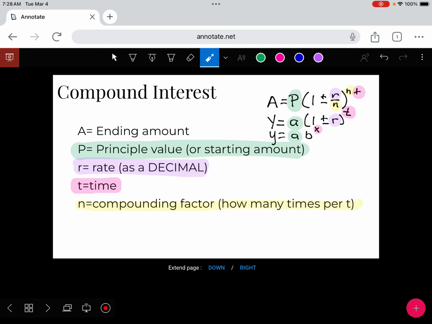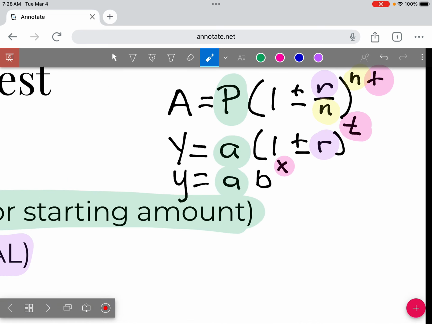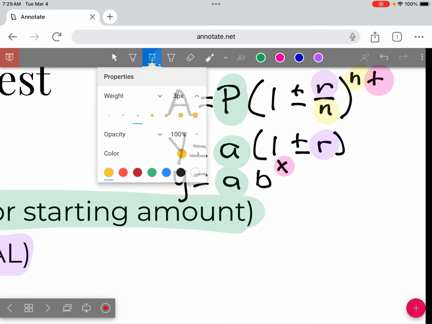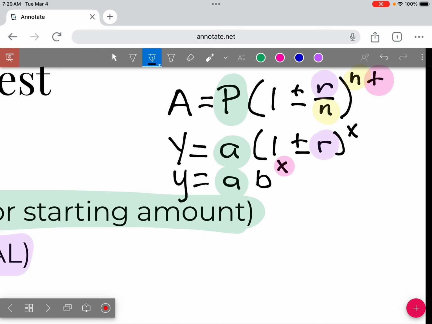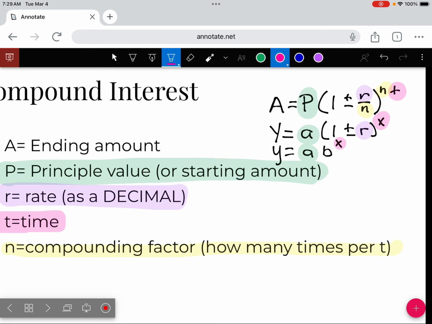Yes, this is our plus or minus R to the T. It could also be to the X. I think we mostly did it with X. I'll switch it. X, but it's still that unit of time. Whenever we calculated something, that's what always wound up being our unit of time.